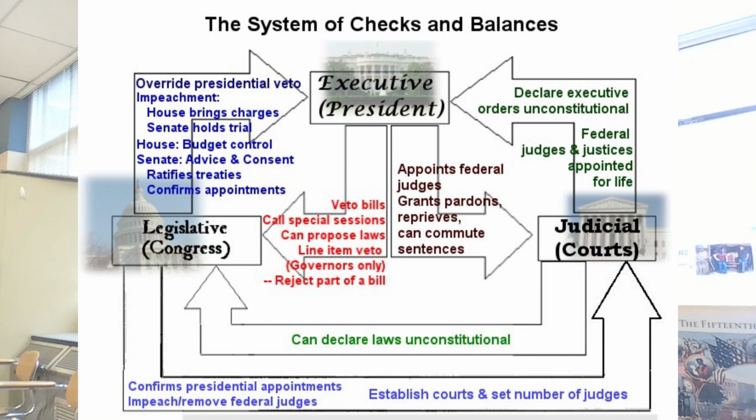Additionally, the president appoints federal judges, but those appointments require confirmation by the United States Senate, ensuring a degree of legislative oversight. This intricate system of checks and balances fosters cooperation, compromise, and accountability among the branches, promoting the stability and longevity of the American democracy.